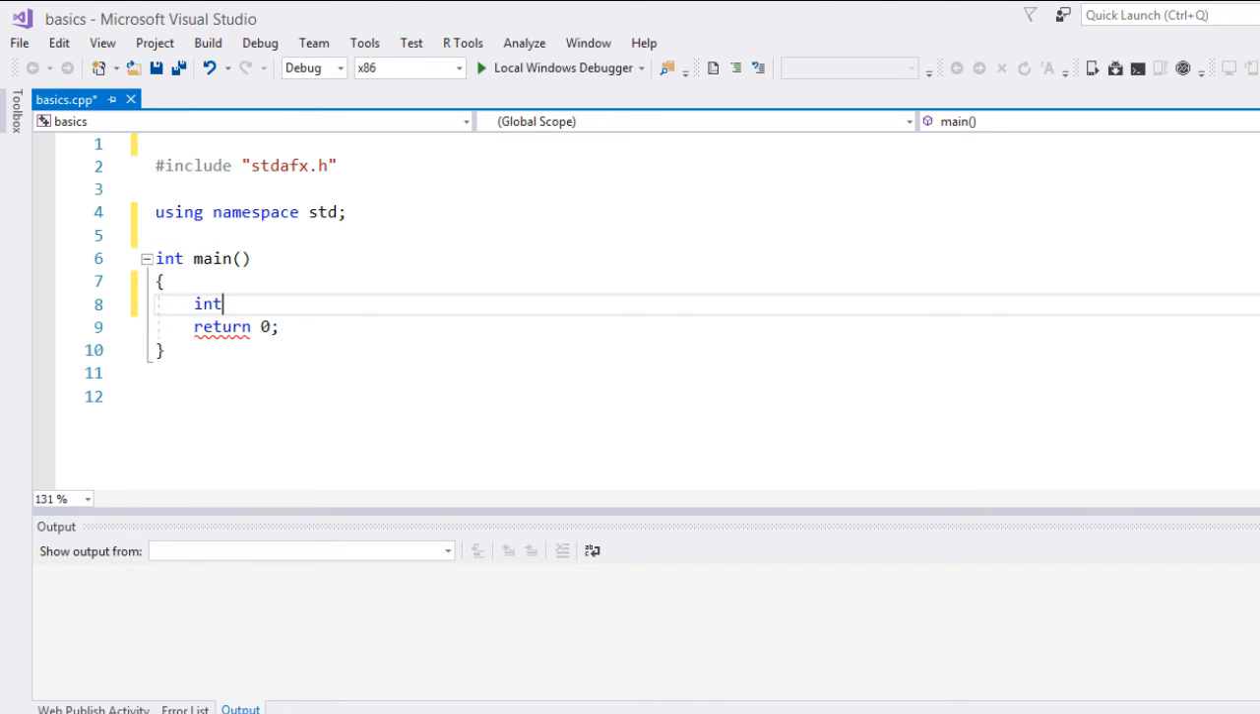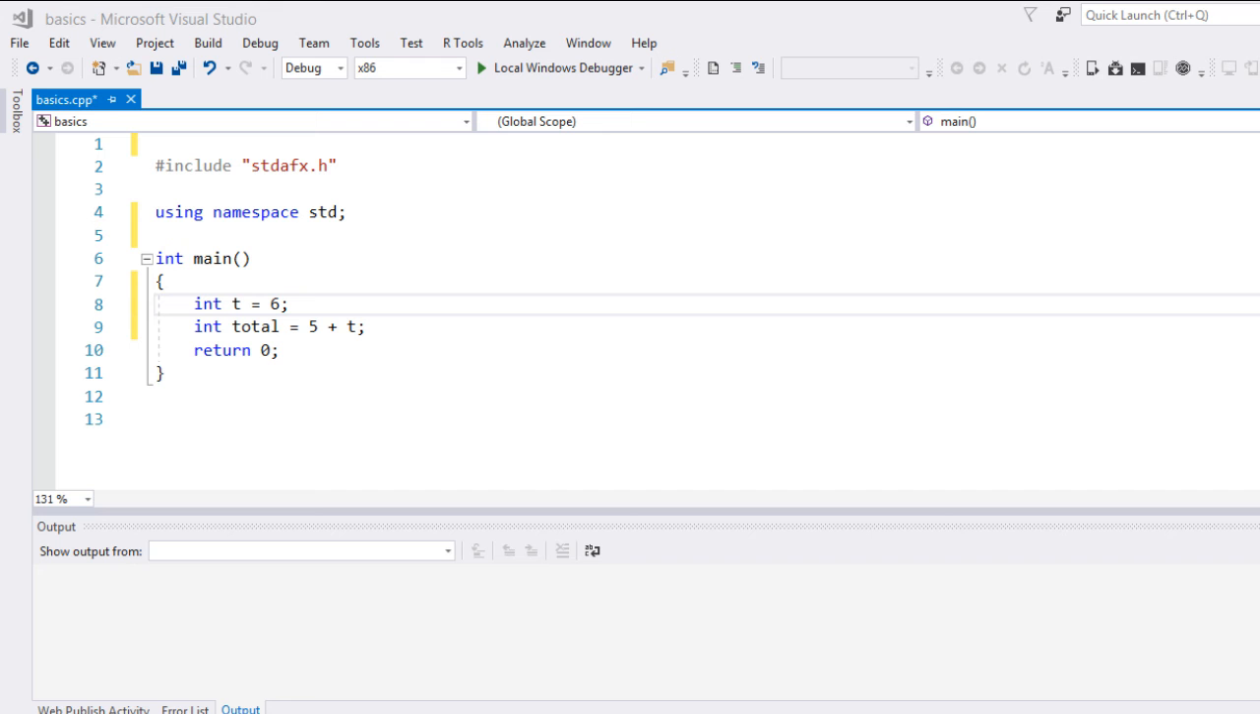Now, operators are operations that are performed on operands. So let's say int total was 5 plus, which would be the operator, t, and t would be let's say 6, right? So t would be 6, so it would be 5 plus t, and then you would end in the semicolon. So the plus would be the operator, and the operand would be the other.